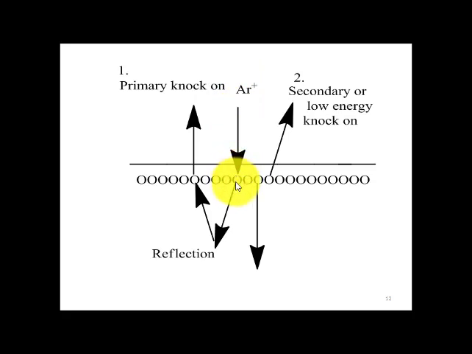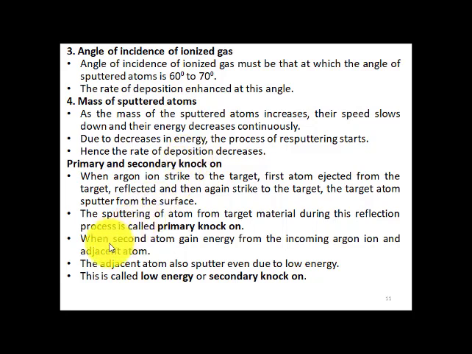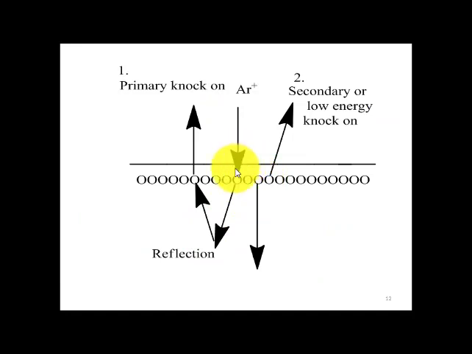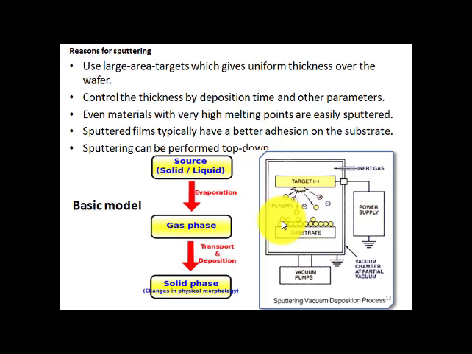It strikes the surface of a target material, and the target material is reflected back and an atom is sputtered from the surface. So this is a circular path, and this process is called primary knock-on. On the other hand, when a second atom gains energy from the incoming argon ion and the adjacent atom, the adjacent atom also sputters even due to low energy. This is called low energy or secondary knock-on. So here, in this secondary or low energy knock-on, the adjacent atom is sputtered off. So these are two processes, primary and secondary knock-ons.